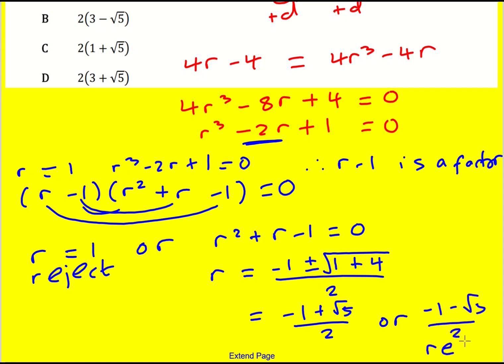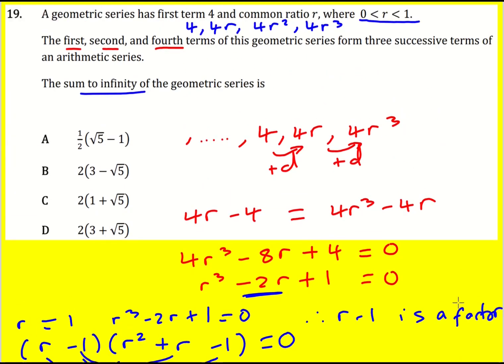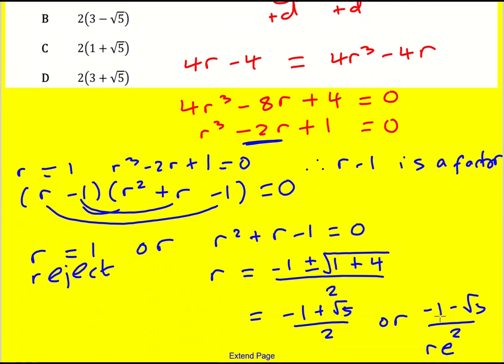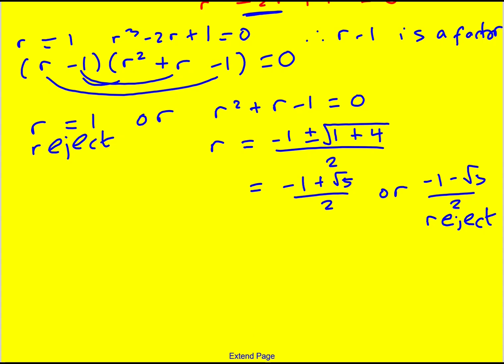That one's going to be less than, what were we told? It was between 0 and 1. That one's definitely going to be less than 0, so I'm going to reject it. And we're nearly there, because the first term of the geometric series is 4, as we were told right back at the beginning. And the common ratio is then root 5 minus 1 over 2.